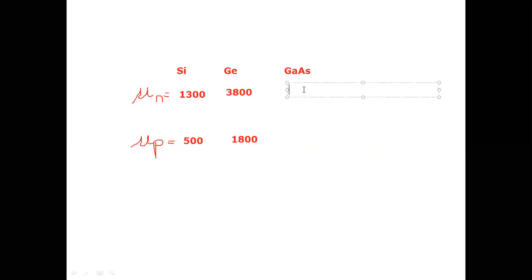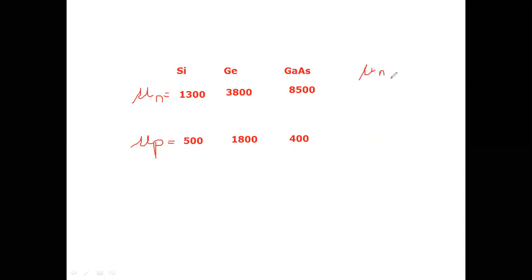The mobility of electrons in gallium arsenide is nearly 8500, and the mobility of holes in gallium arsenide is 400. So what is mobility? What do you mean by mobility?